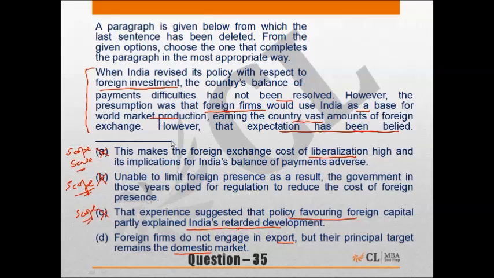This explains why foreign firms did not earn foreign exchange. So the expectation was belied. What was the expectation? The expectation that the foreign firms would earn foreign exchange for us. The presumption was that foreign firms would use India as a base, earning the country vast amounts of foreign exchange. But that would happen only if they engage in export. Foreign firms do not engage in exports. Their principal target is the domestic markets. Hence, this statement, choice D, becomes the correct answer.